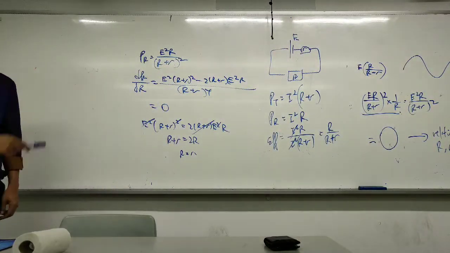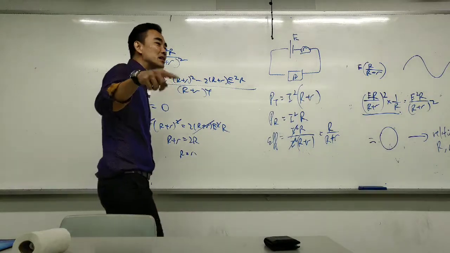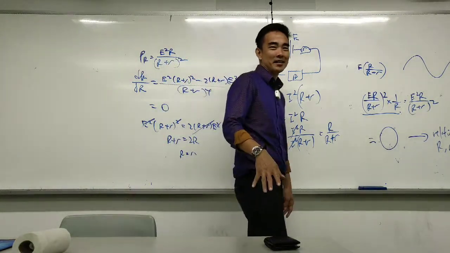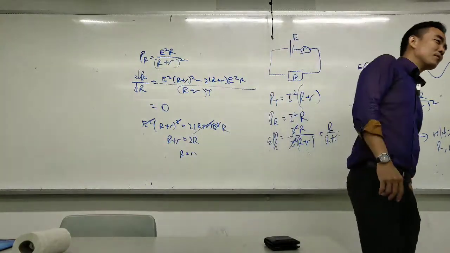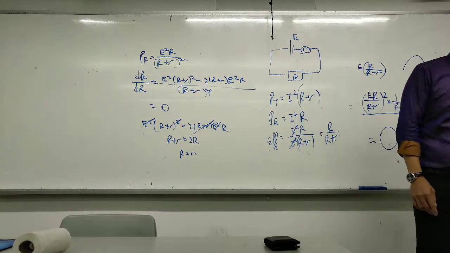Actually, you just need to differentiate it another time. Second differential. Then you find that it's a negative value. The d2P/dR squared. It will be a maximum. If you plot the graph using a GC, you'll find that it's a maximum. So another term.